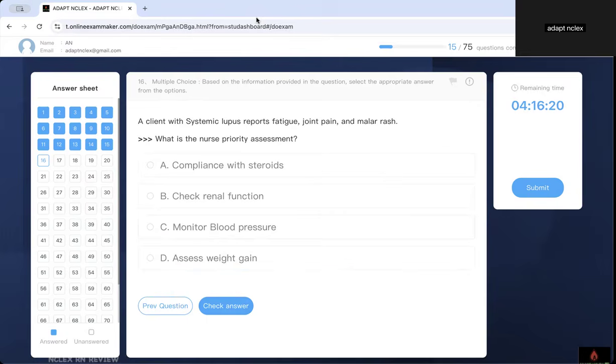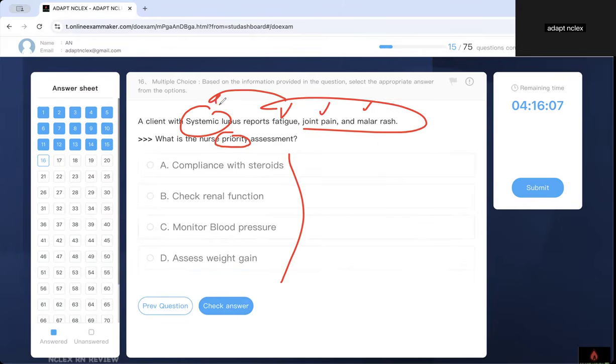I circle priority. I said, I need to pay attention. Everything here may be right, but priority. And I said, who? Lupus. He has fatigue, joint pain, malar rash. That's all associated with lupus. And I said, what should I worry about? Is he taking his steroid? Do I check the kidney function? Do I check the blood pressure?